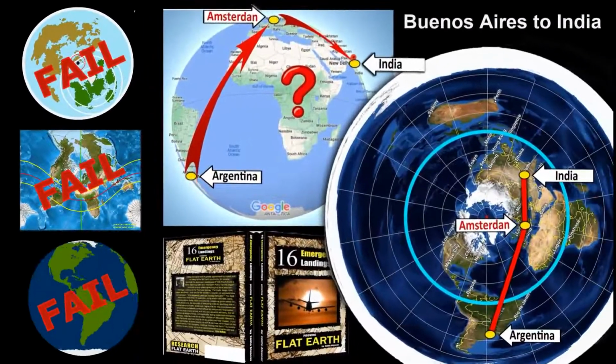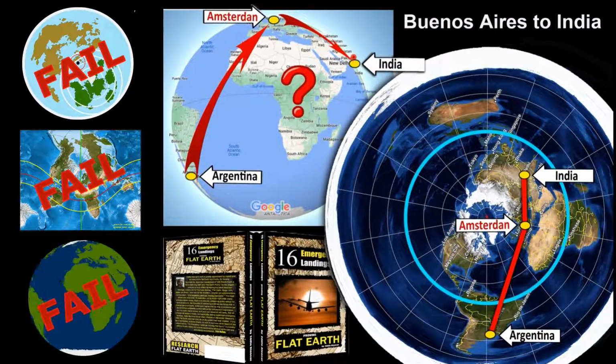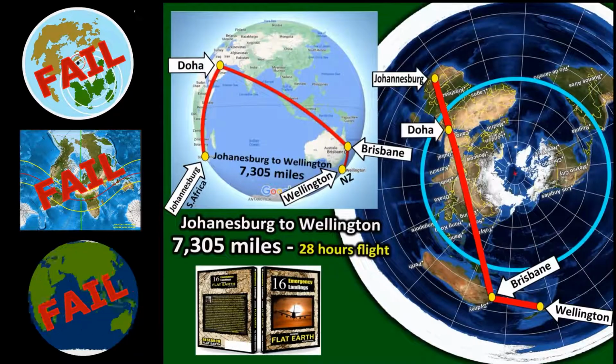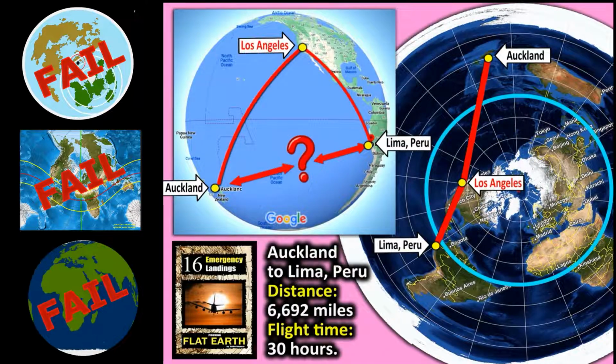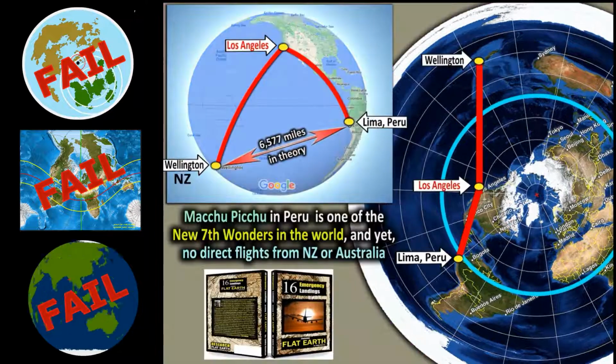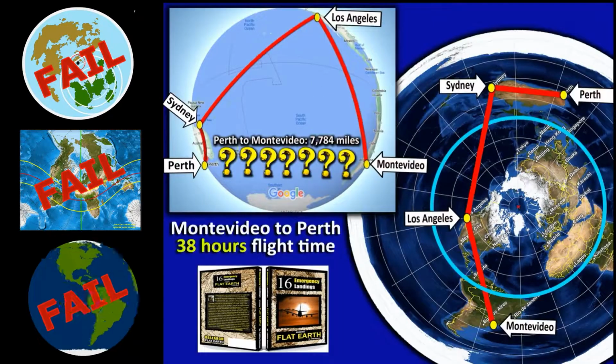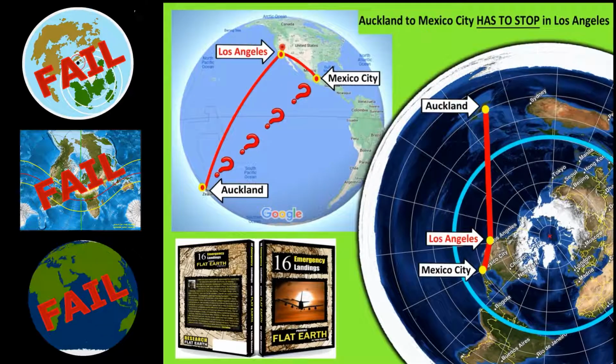I have found evidence that the reason the AE map is attacked so much is because it is the map that destroys the spinning ball Earth narrative. Many infiltrators have been sent to try to discredit this map. Jesuits and Freemasons have always been known as infiltrators. Once they infiltrated a group, they tried to change it from within.